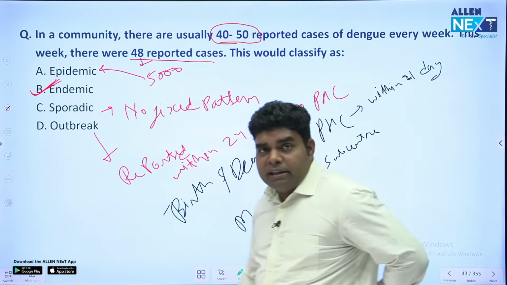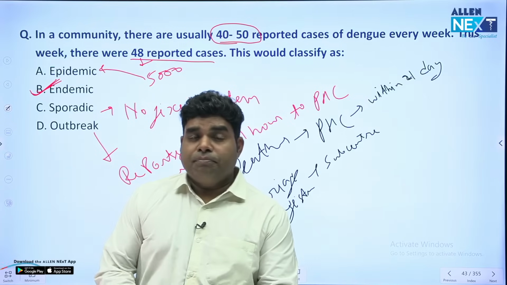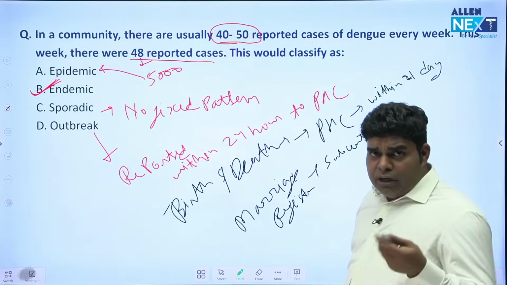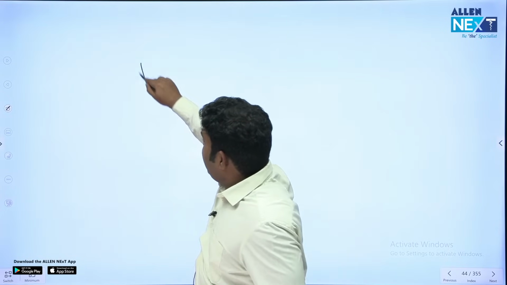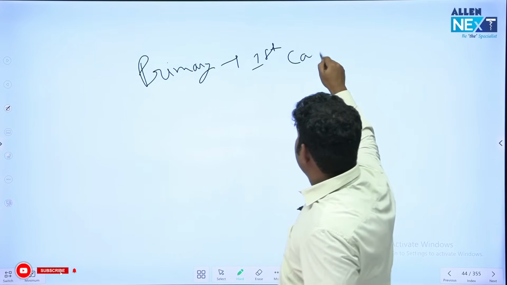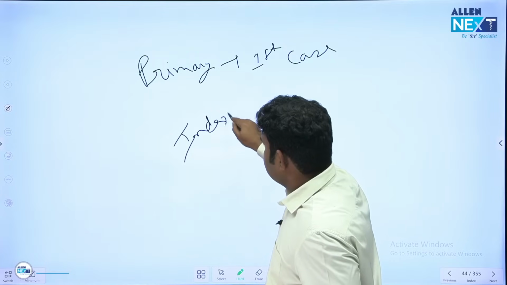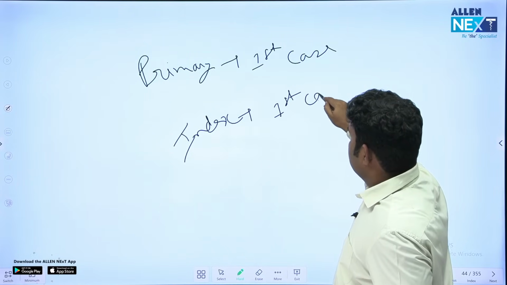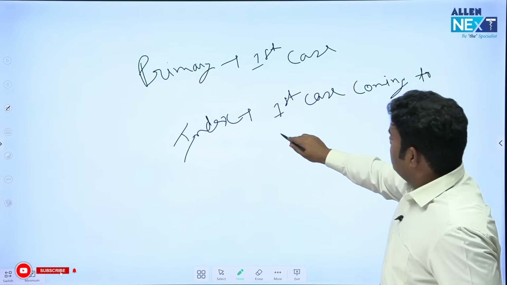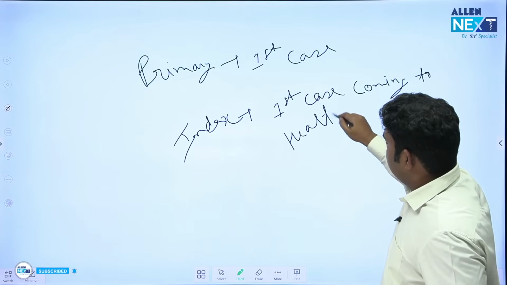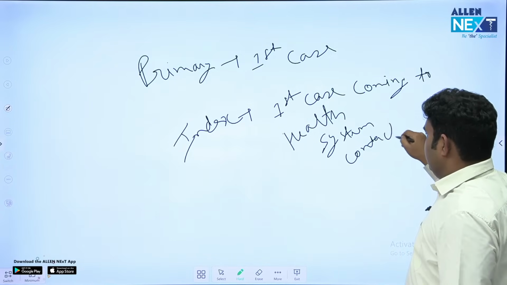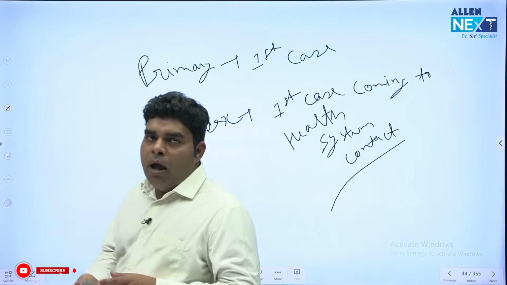Now, one more question from here is, what is the definition of an index case and a primary case? I think you all know, primary means first case. And index means the first case coming to hospital or reported to the health system. Coming to health system contact. Let me explain it with an example. It's a real story.